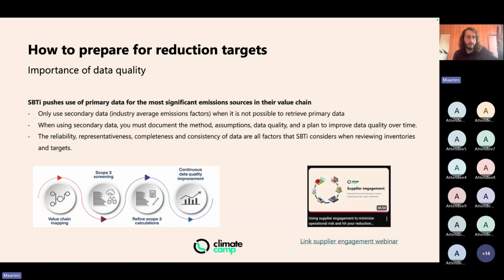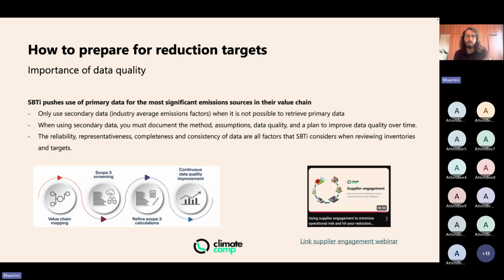But they say, okay, only use secondary data, so industry average emission factors, when it is not possible to retrieve primary data. So when you use secondary data, you must document methodology, assumptions, data quality, and the plan to improve data quality over time. You see the image on the left-hand side. This is an image of SBTi that says when you do value chain mapping, who are your suppliers, where are your emissions coming from, it will help you better screen your scope 3 categories, and then you can use more and more primary data to improve your calculations. So it is a continuous data quality improvement process.